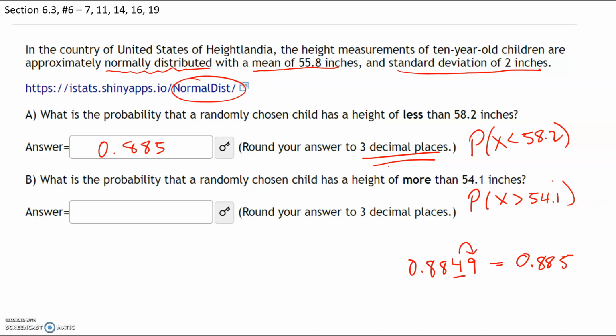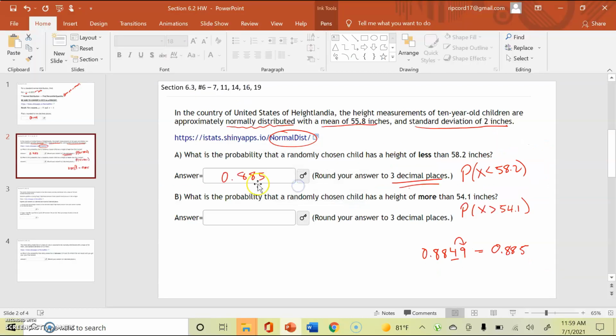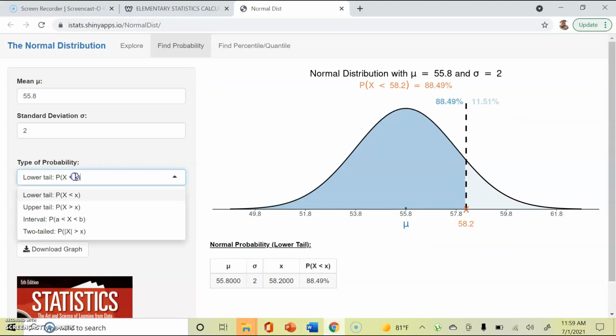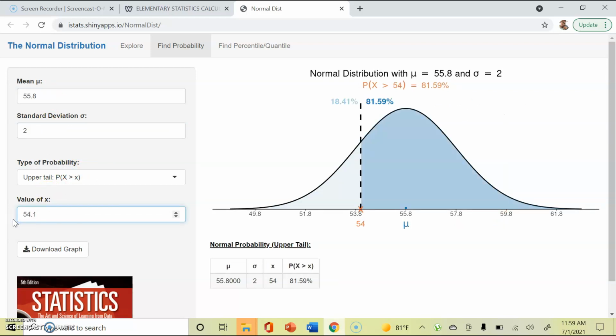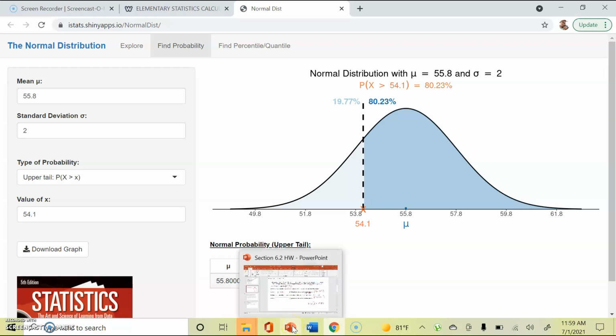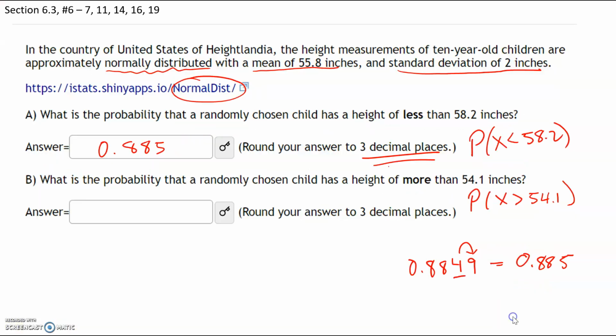So more than, that's going to be the greater than inequality. We're going to click on greater than 54.1. Notice that we're keeping the mean and standard deviation the same. Change that to 54.1 and we get 80.23%, which is going to be 0.8023. But they want us to round to 3 decimals, so that'll be 0.802.